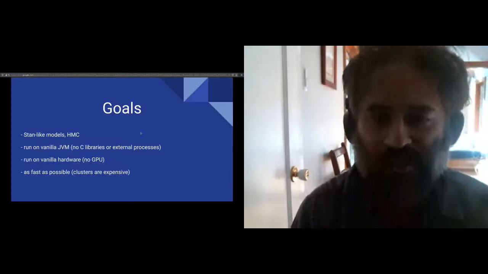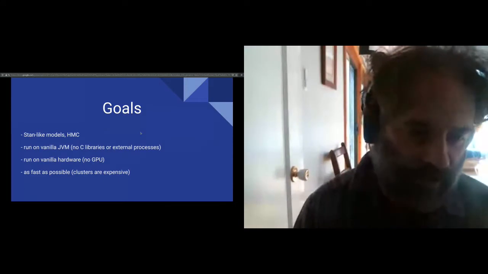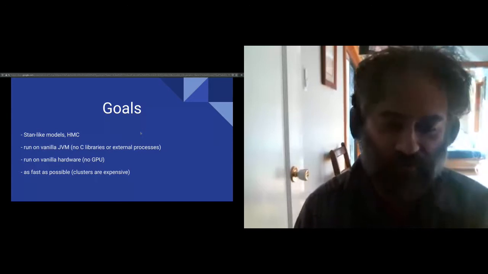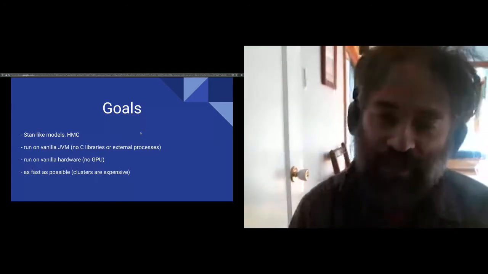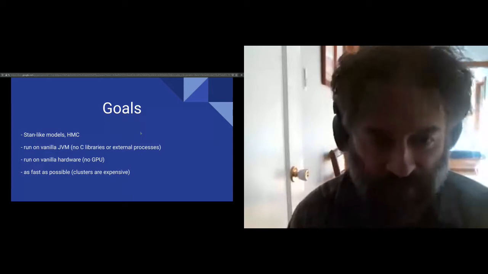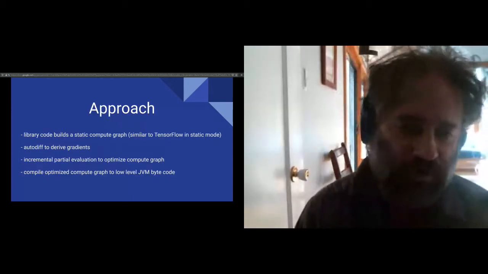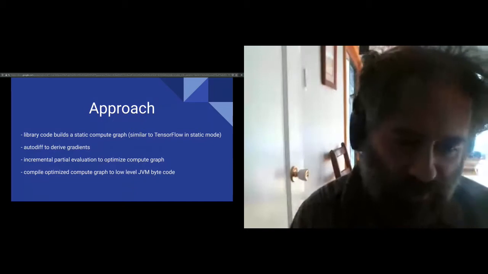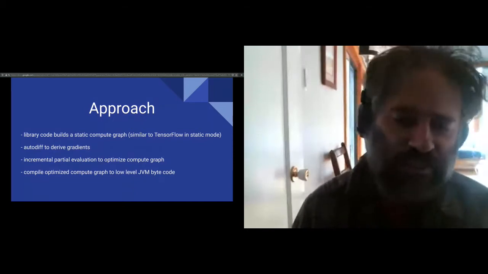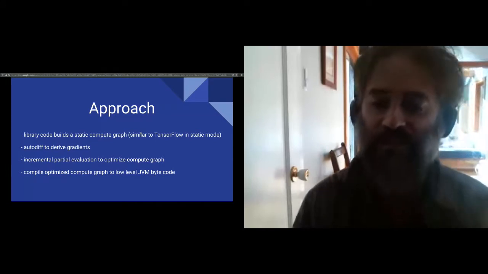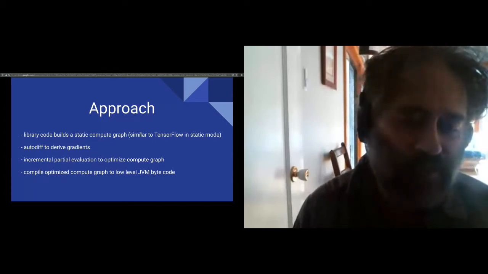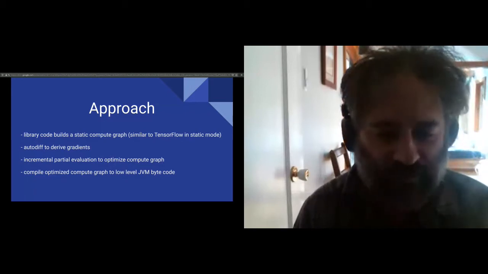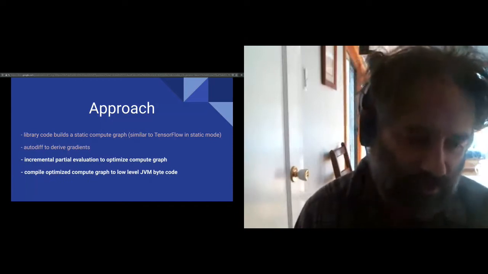So the goals ended up being: we were targeting Stan-like models running with HMC for sampling, but we wanted to run on vanilla JVM, on vanilla hardware, so notably no GPU, and still have performance be as fast as possible. The approach we took was to build a library in Scala, because that's the language we were most comfortable with, that builds a static compute graph very similar to TensorFlow in its static mode. We use autodiff, again a fairly vanilla autodiff. But then there are two more novel things that I'm going to talk about in this talk.